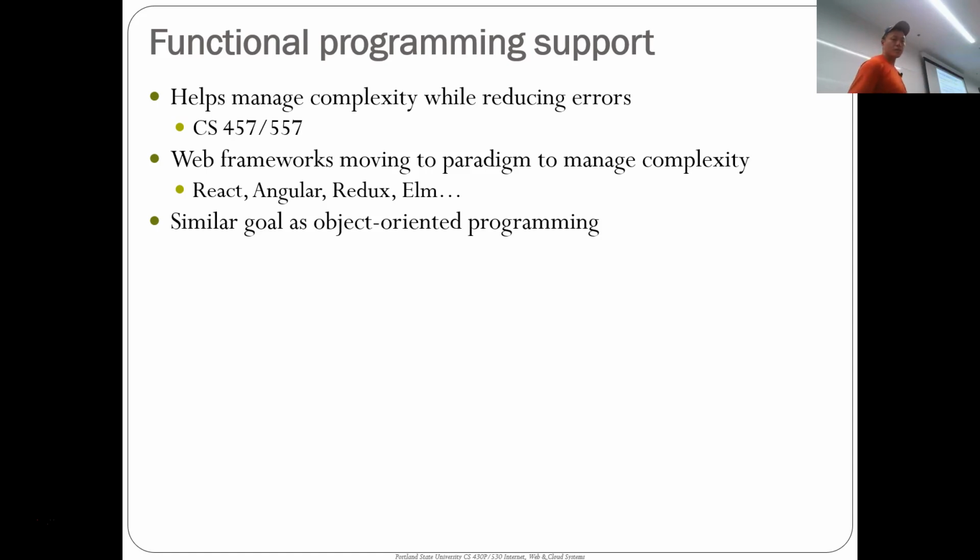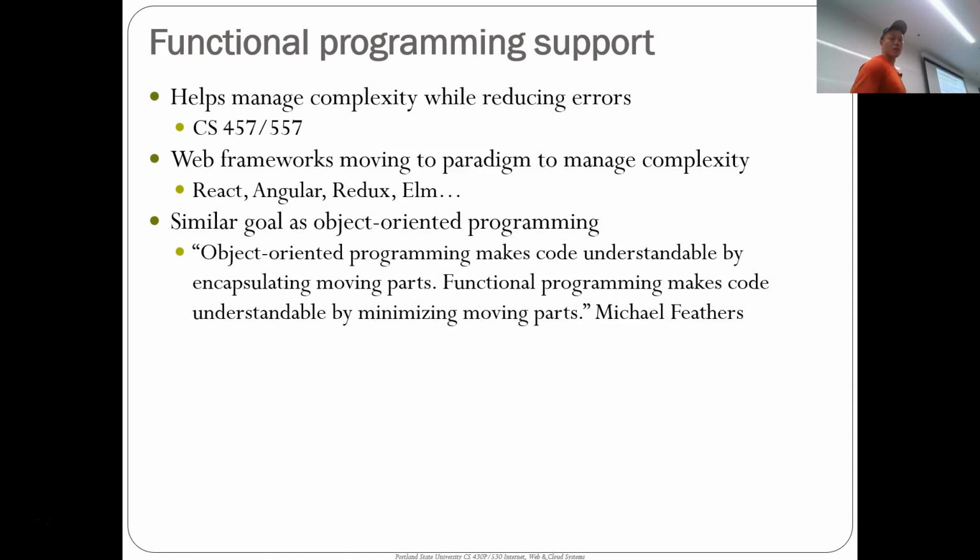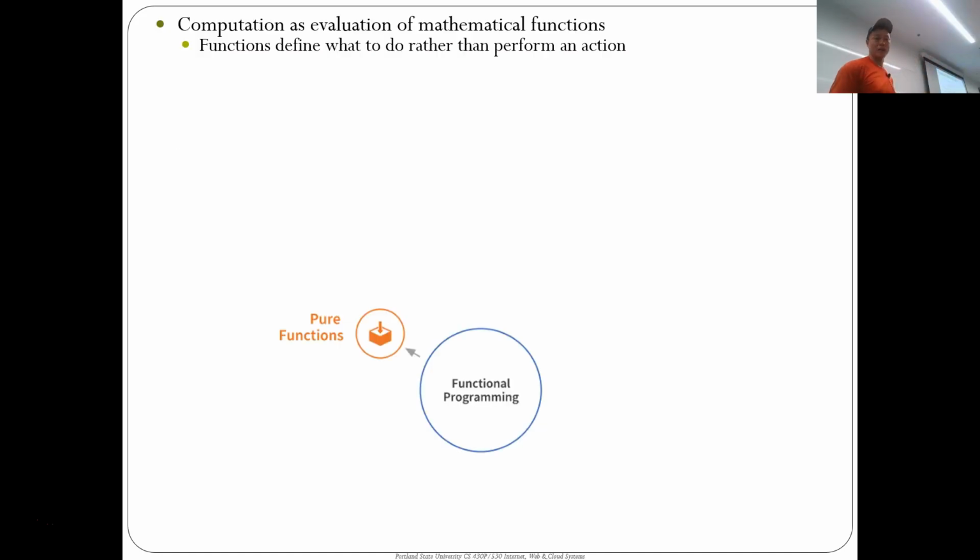And it has a similar goal to object-oriented programming. And so I like this quote, whereas object-oriented programming is trying to make the code understandable by encapsulating all of the state and the moving parts in that state, functional programming is trying to make it understandable by getting rid of all the moving parts. So you can reason about parts as being invariant and static, rather than being manipulated out from under you and giving you strange results back. So this is part of what the functional programming paradigm would give you.